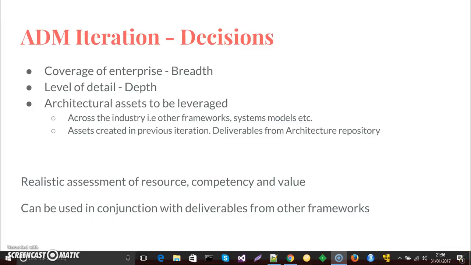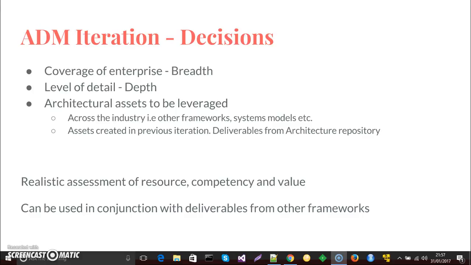Now, ADM lifecycle may consist of a number of iterations, and before starting a specific iteration, there are certain decisions which we have to make as architects, as enterprise architects. So one of the major decisions which we have to make is about the coverage of enterprise. How broadly we want to cover different aspects of an enterprise in this specific iteration.